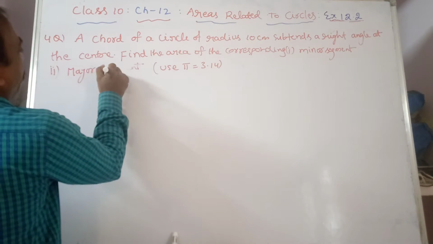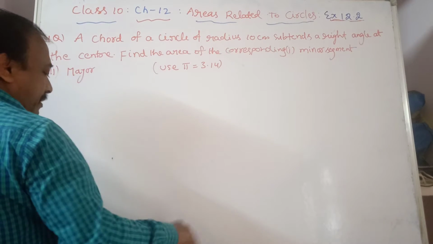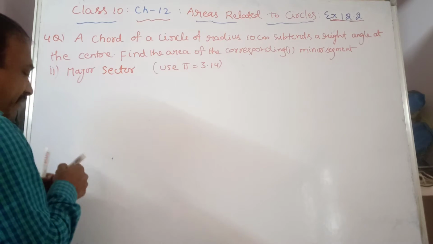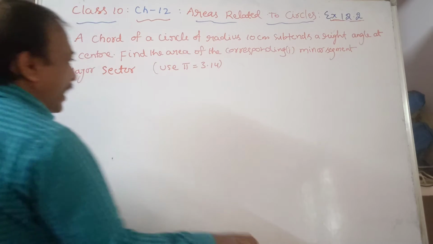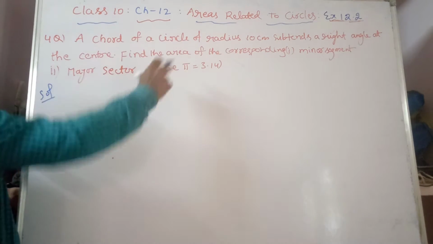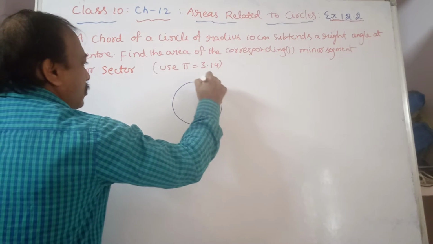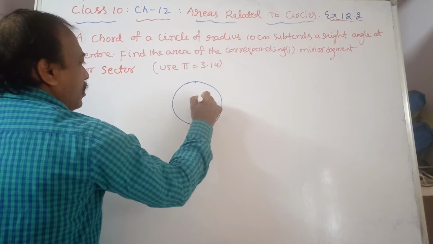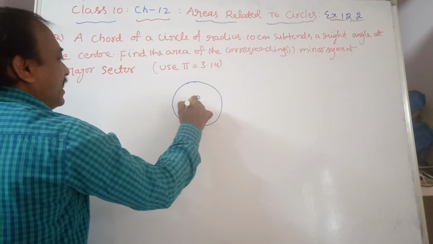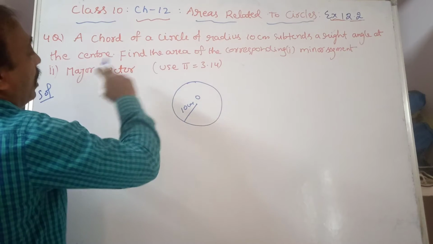Major sector. So use the pi value as 3.14. Now you see here, what is actually given? A chord of a circle of radius 10 centimeter. So there is a circle with center O of radius 10 centimeter, and the chord subtends a right angle at the center.